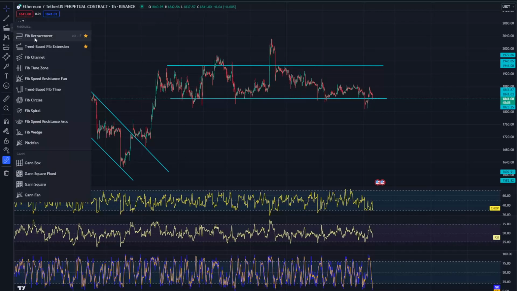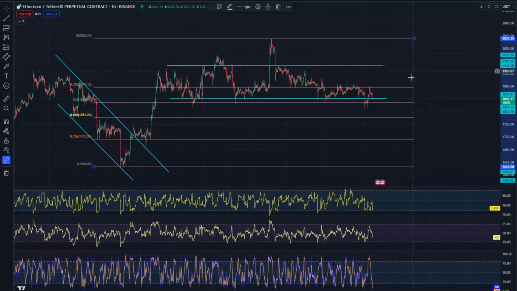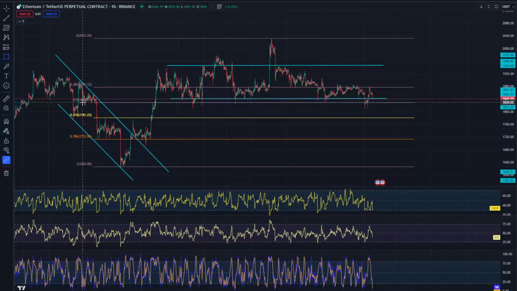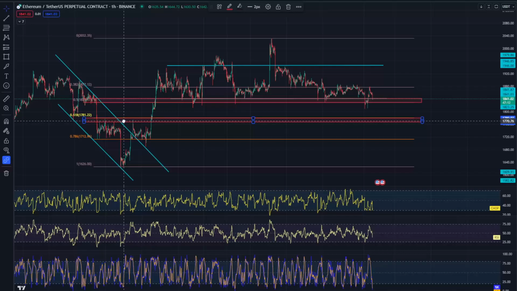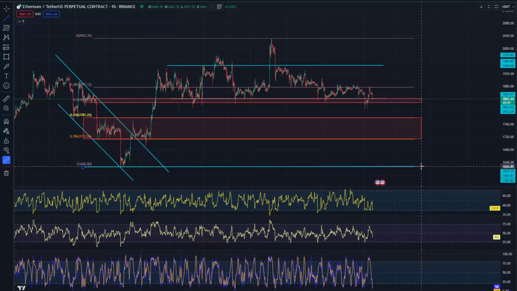Now let's move on to marking the places of support. We will use the fib retracement tool to mark the support. And as you can see, the first support is the zone from $1,841 to $1,829. Then we can mark a very strong support zone from $1,780 to $1,714. When the price falls below this zone, we can see a drop around $1,626.